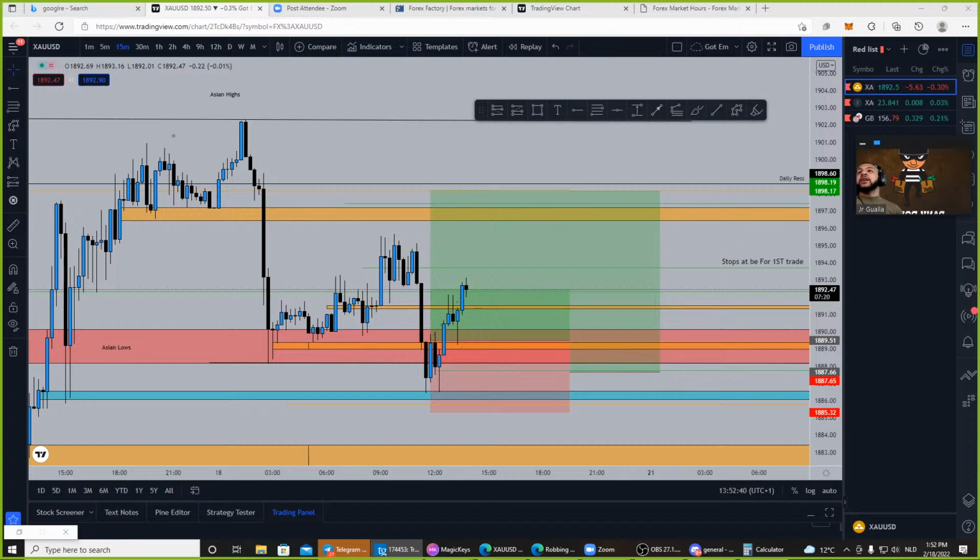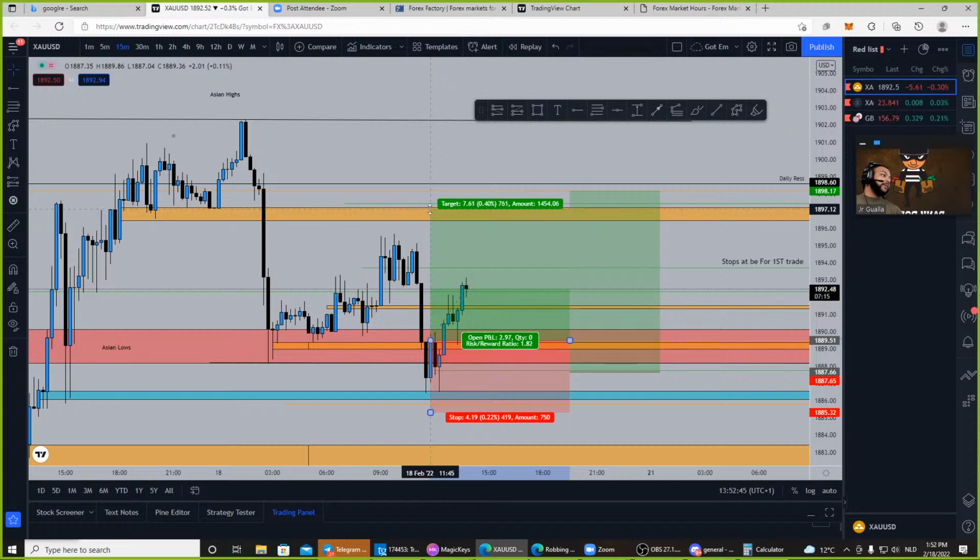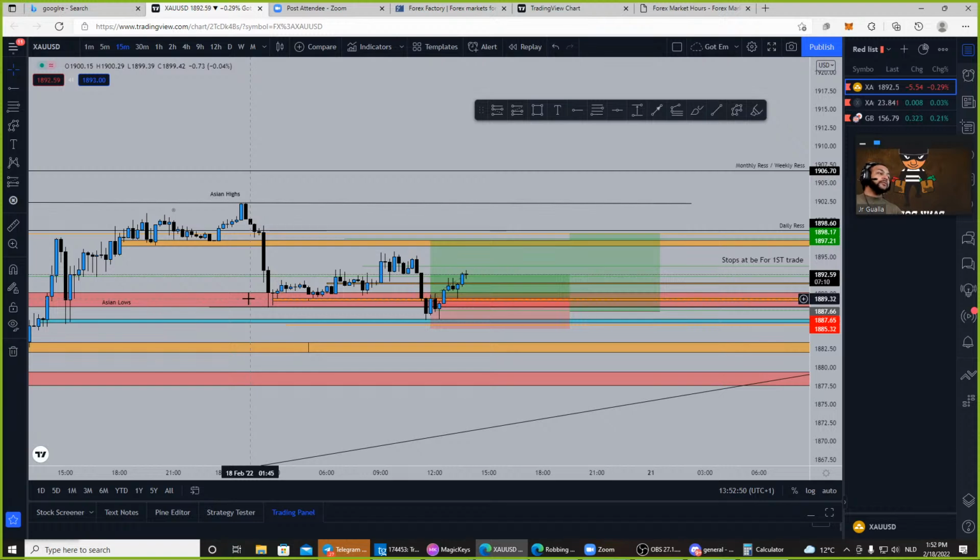Full TP that I have set is 1897.89. That's full TP. But my stops are at break even, so if I get stopped out, it is what it is. I made, let's see, open calc, 1.5% today. That's pretty good. And if this trade completes, then I will make about 2.3, which is very good. You gotta look at the percentage.